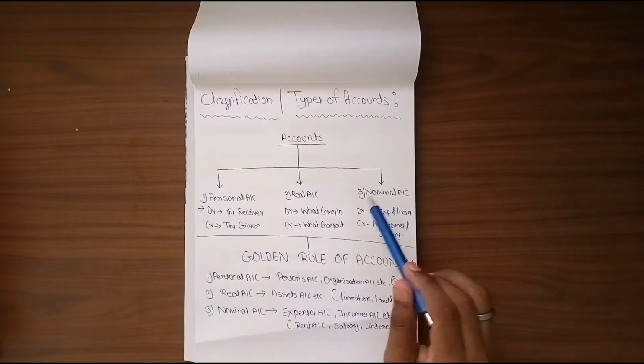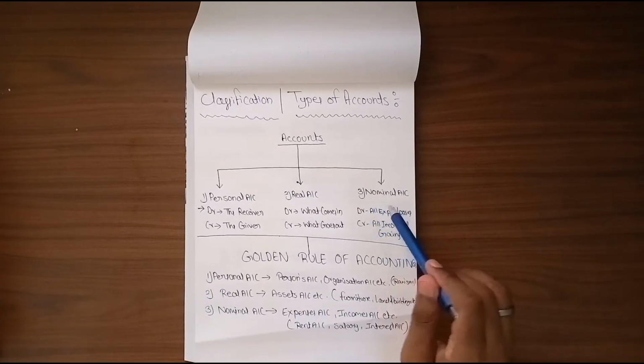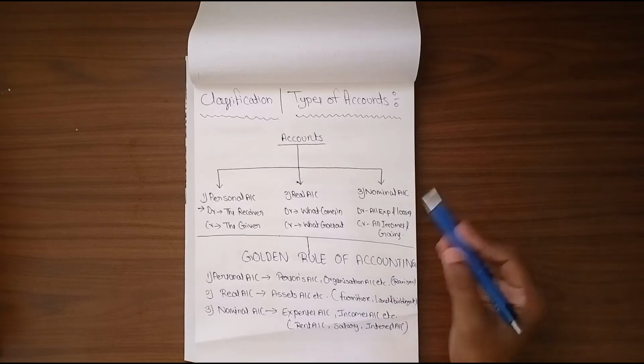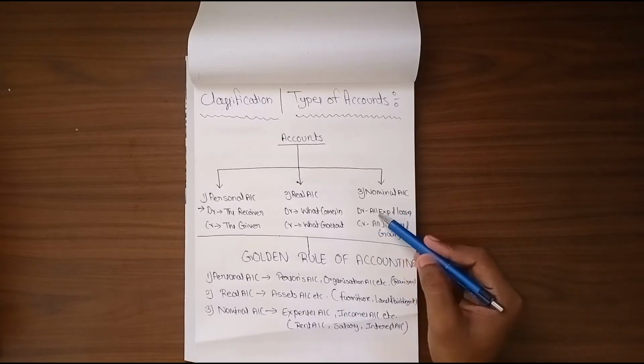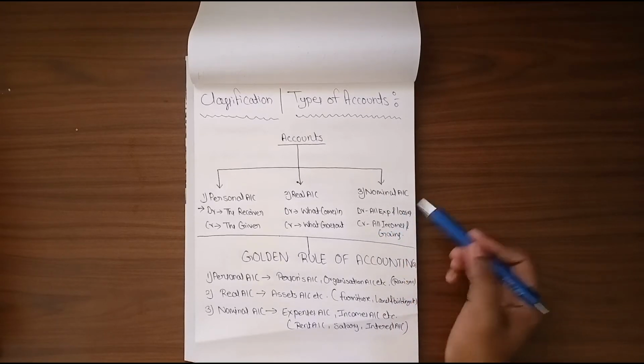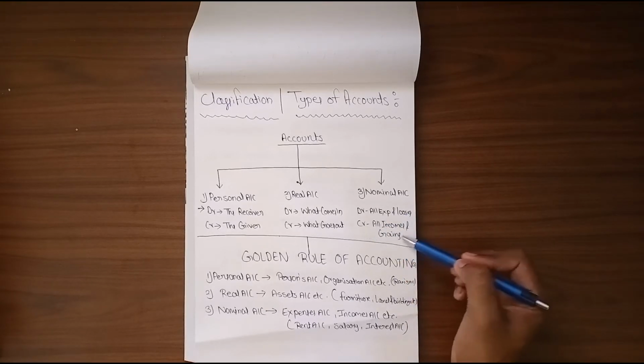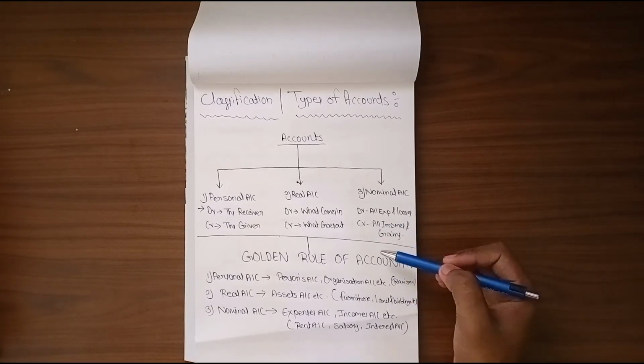Okay, so you have to concentrate. Nominal account. Now nominal account says what? Debit all expenses and losses, credit all incomes and gains. So nominal account says that whatever the debit, it will be all expenses and losses which are happening in the business, and credit will be all incomes and gains which will be coming into the business.